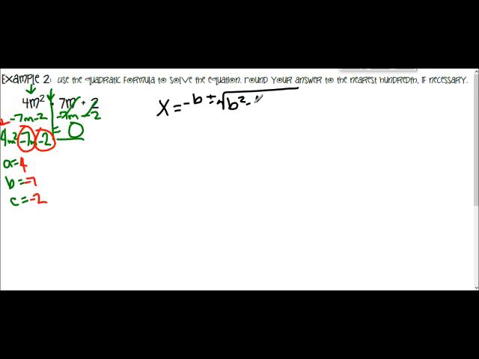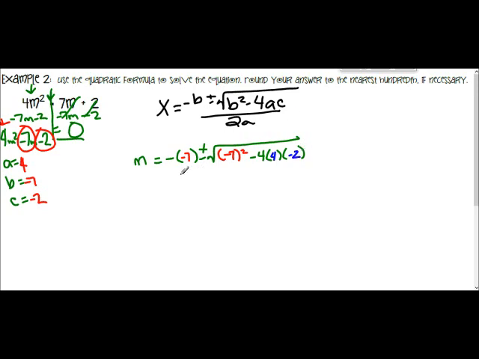b squared minus 4ac all over 2a. And in this case, I guess we're really talking about m, mx, it really doesn't matter. So I'm going to say negative b, and we know that b is negative 7, plus or minus the square root of b squared, so that's a negative 7 squared, minus 4 times a times c, and I know that a is 4, and c is a negative 2. All of that is over 2 times a, which is 4.